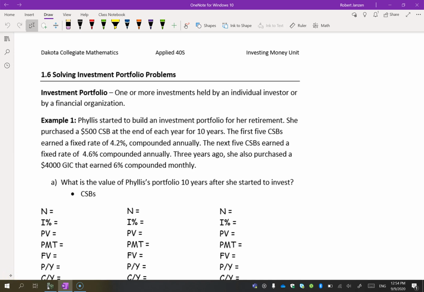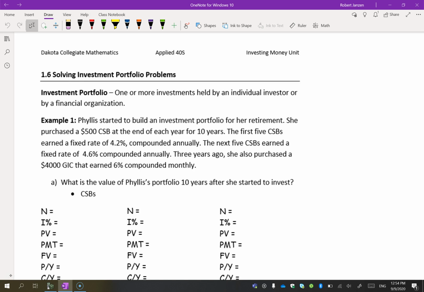So up until now, you've been looking at investments and payments and future value, present value, things like that. The questions in this lesson are going to become a little bit more complex. And if you look at the heading, it says solving investment portfolio problems. An investment portfolio is one or more investments. So maybe where you have more than one thing going on, we want to find ways to combine them and look at the big picture.